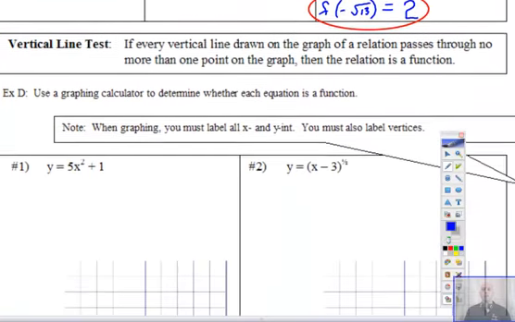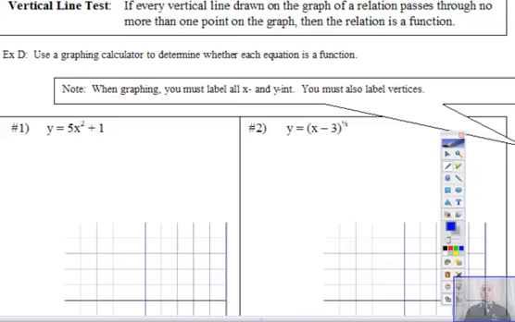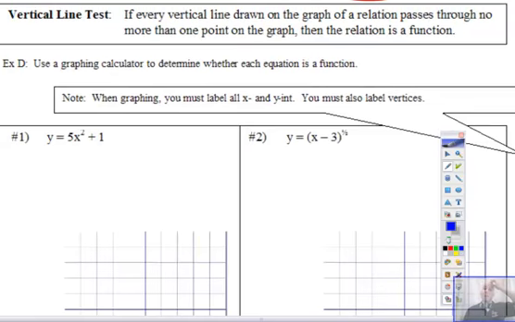Next, we have the vertical line test. If every vertical line drawn on the graph of a relation passes through no more than one point on the graph, then the relation is a function. I'll explain that more when we get to this problem down here.